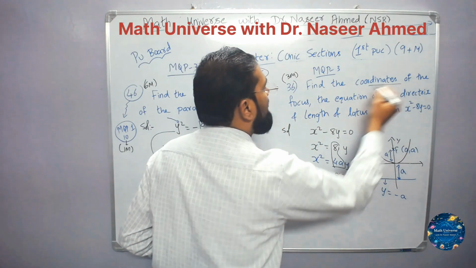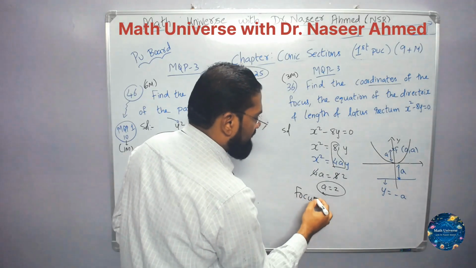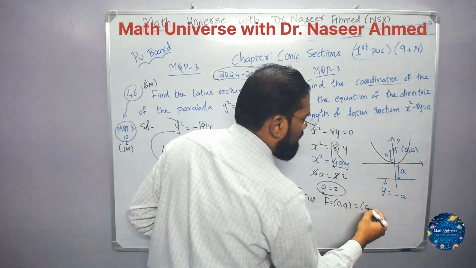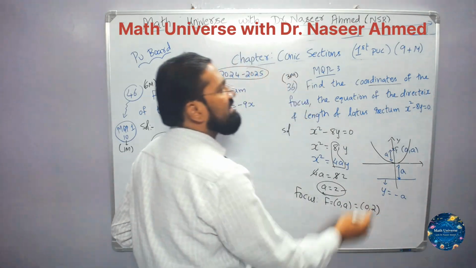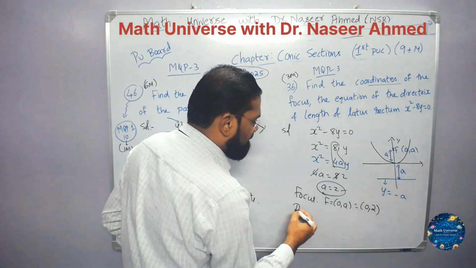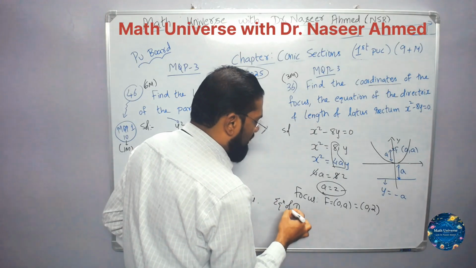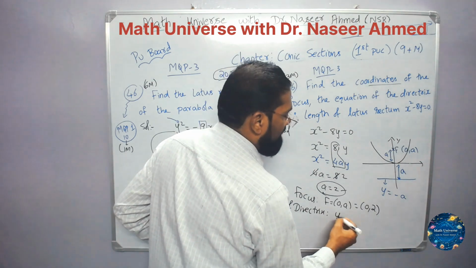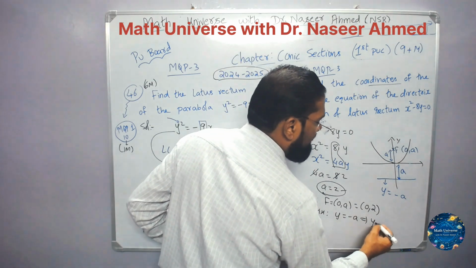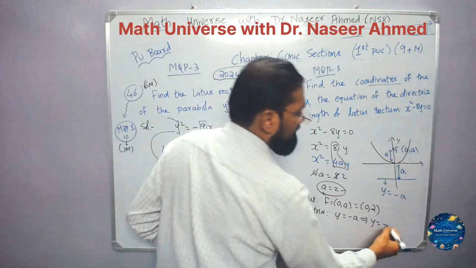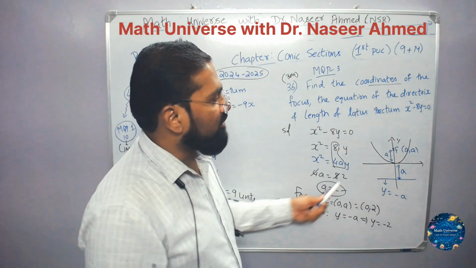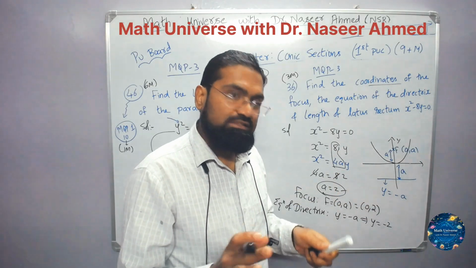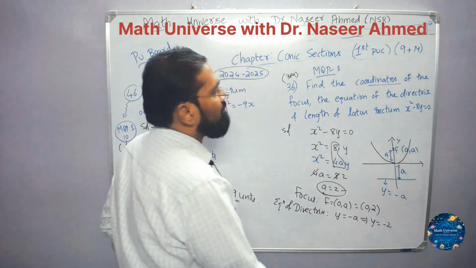First, they want the coordinate of the focus. So focus F is equal to (0, a), which is (0, 2). Next is the directrix, that is y equal to minus a. So the equation of directrix: y is equal to minus a, which implies y is equal to minus 2. As you can see, without writing this formula also, we can get it directly. But for the marks, we should show the working.